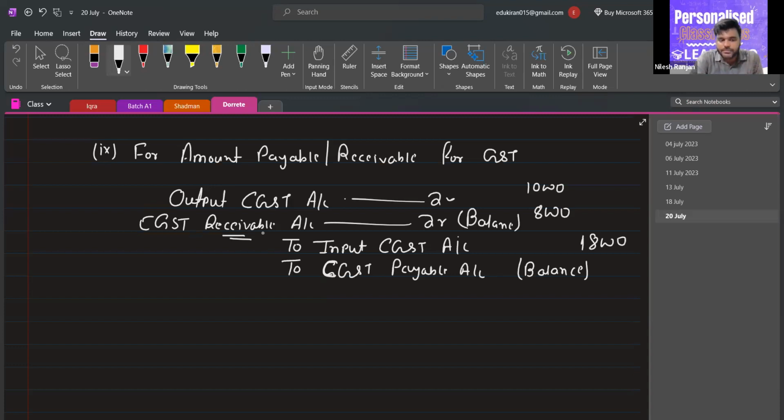Do you have any doubt? It's confusing. CGST receivable is on the debit side because we have to receive the amount from the government. It is an asset for the firm, that's why it is debited. Okay, so CGST receivable is on the debit side because it is a balancing figure.